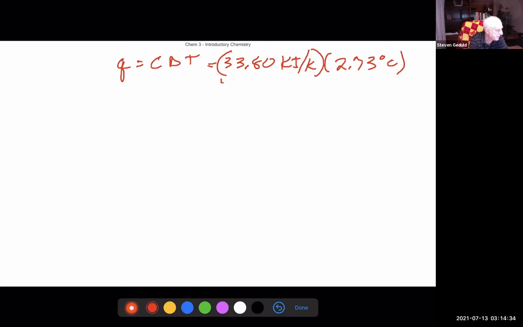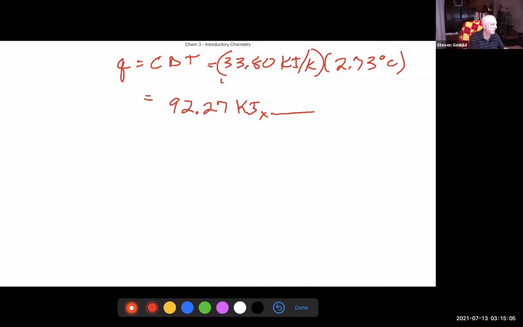So 2.73 times that. So you end up with the heat value in kilojoules, and you want to convert that into kilocalories. So 33.8 times 2.73 comes out to 92.27 kilojoules.